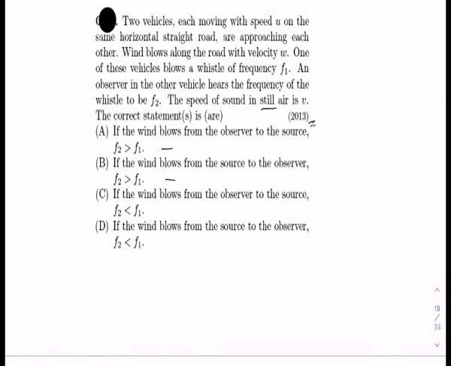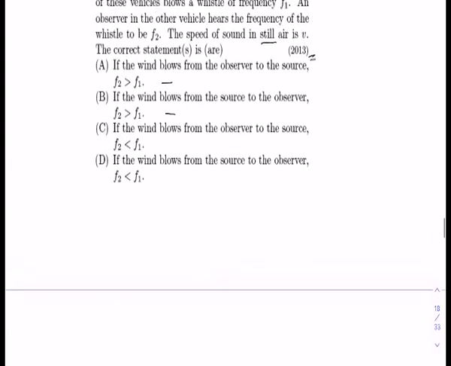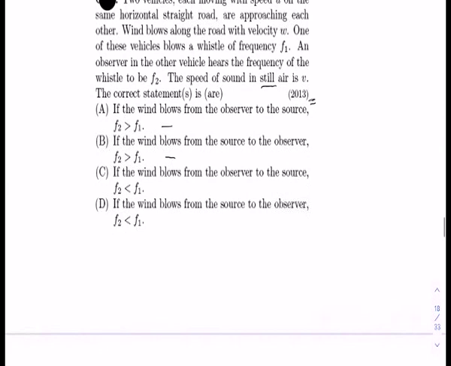and similarly in the other two options, f2 less than f1 and f2 less than f1. These are the cases, that is we have to find out what are the correct options. So in this problem, more than one option are correct, so let us find it out. Okay, so first of all, let us depict it pictorially, what is happening here.